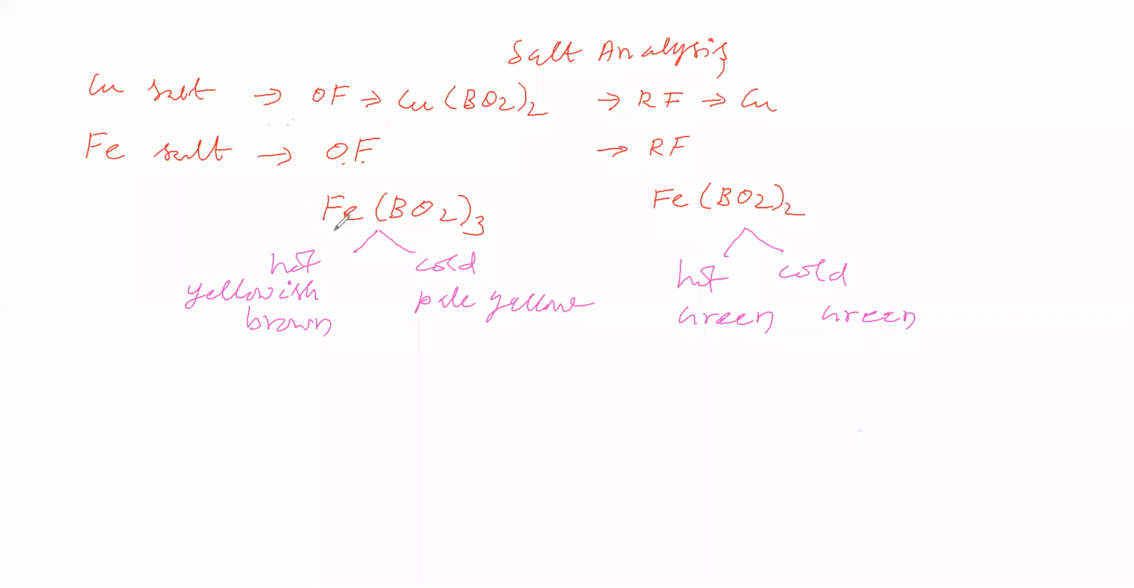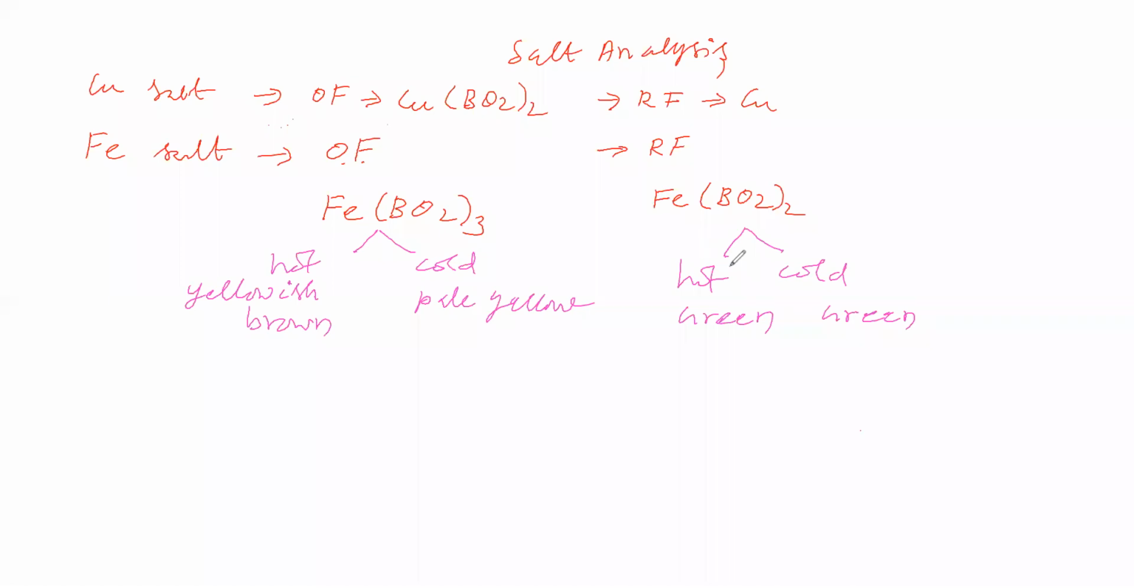Some ferric salts are yellow, some ferric salts are brown. Here ferric metaborate exists in the oxidizing flame, showing yellowish brown in hot condition and pale yellow in cold condition. In the reducing flame, iron salt gives ferrous metaborate, which has a green color in hot condition as well as in cold condition.